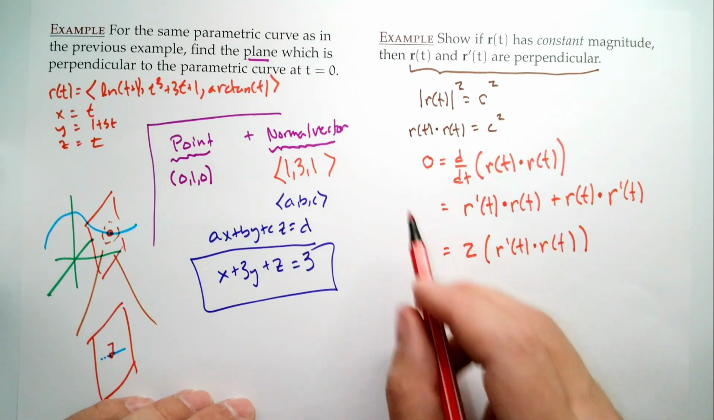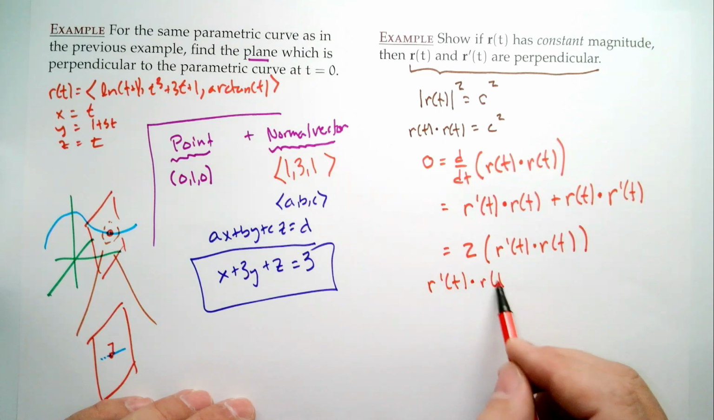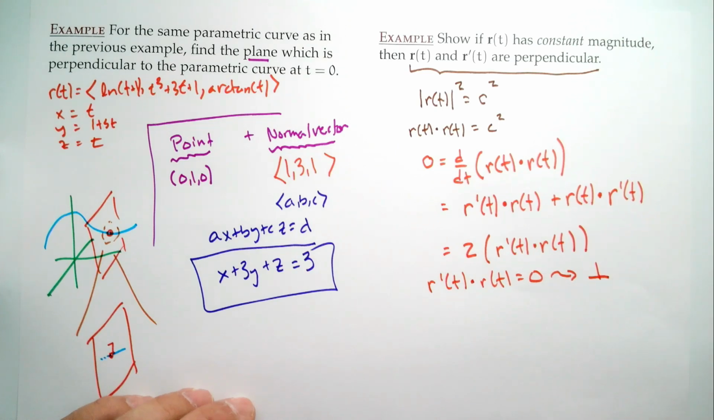And therefore, because we can divide out by 2, we can say that r prime of t dot r of t is equal to 0. Well, that means they're perpendicular. All right, so there you go.